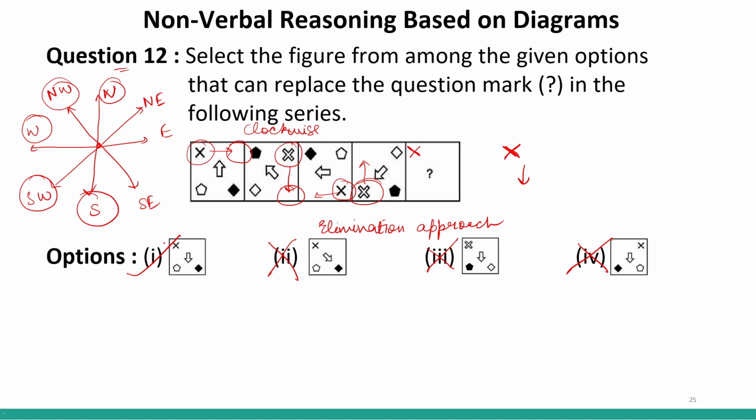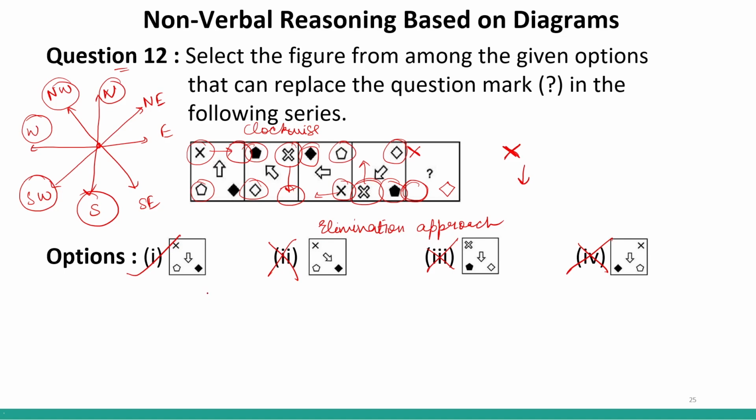If you want, we can check for other elements also. If I look at this pentagon, it moves up, gets shaded, it moves side, gets unshaded, then it moves down again, gets shaded. So clearly it will come over here unshaded. Then similarly the diamond is here shaded, it moved here unshaded, then shaded, then moved here unshaded. So clearly the diamond will be here and it will be shaded. So all the elements are correct in option number 1. So option number 1 will be your correct answer.